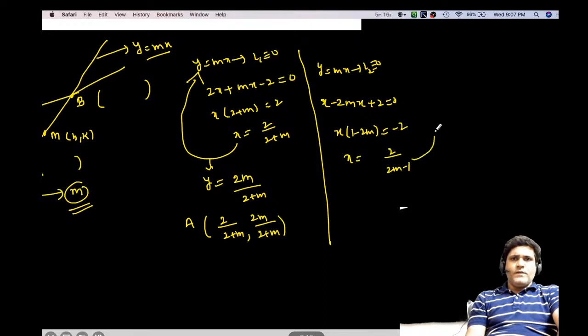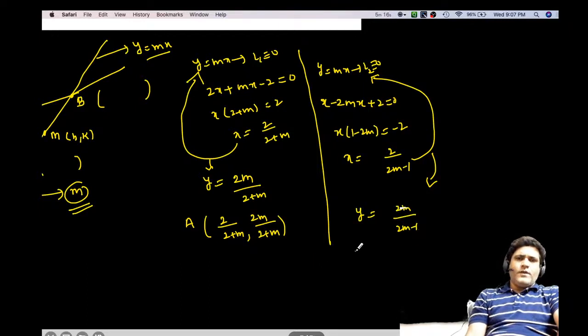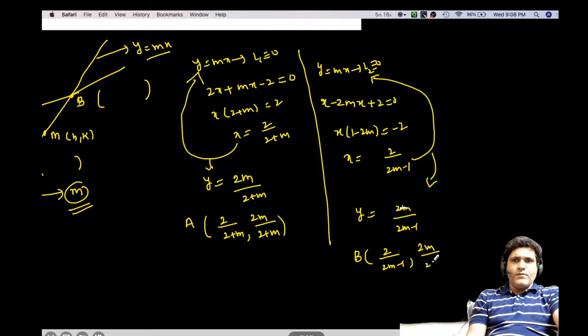So what is the y coordinate? Just again substitute. From here the y coordinate is 2m/(2m - 1). Therefore the coordinates of B are: the x coordinate is 2/(2m - 1), and the y coordinate is 2m/(2m - 1).